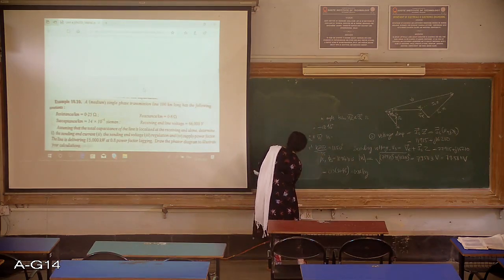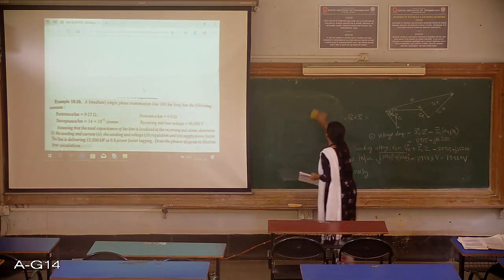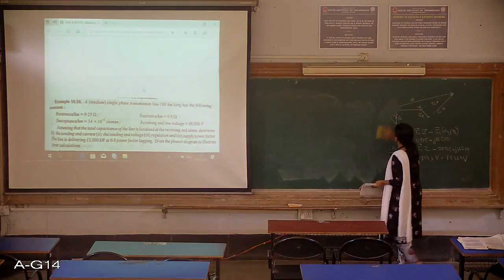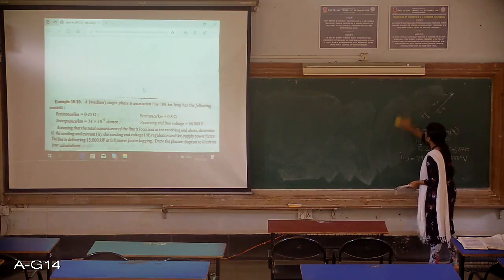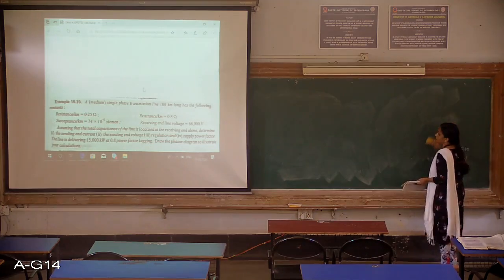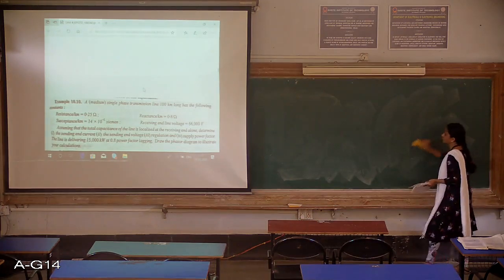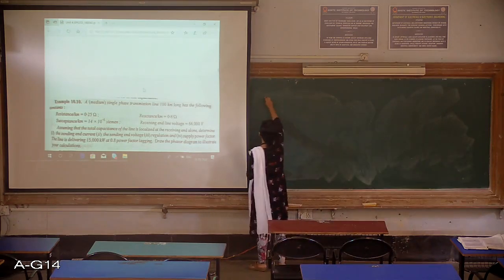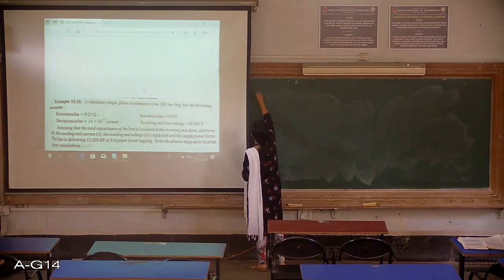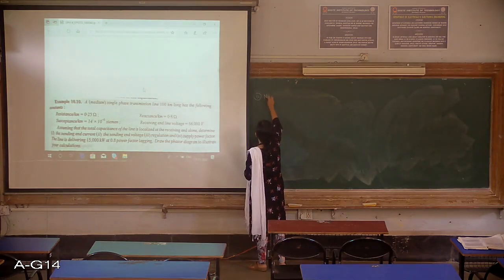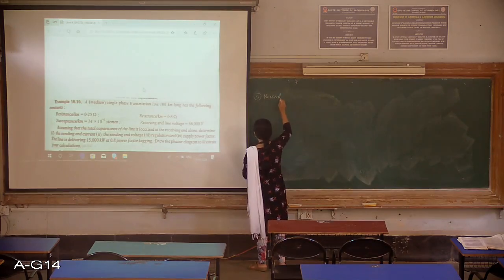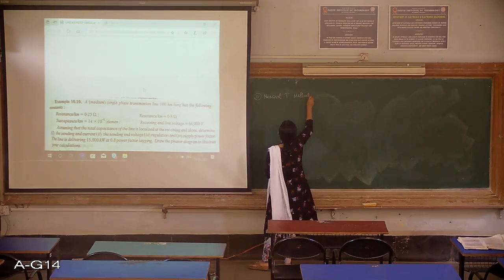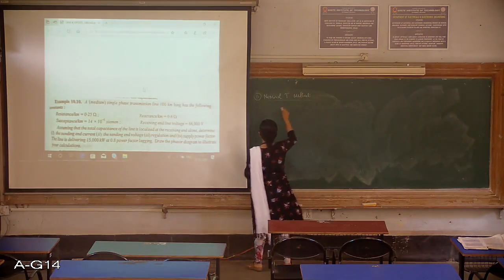The capacitance is assumed to be present at the center of the transmission line, and whatever R and L you took in the end condenser method has to be divided as R by 2 and X by 2 on either side of the line. Just see the representation. This is the second method, the nominal T method. Very simple to understand.